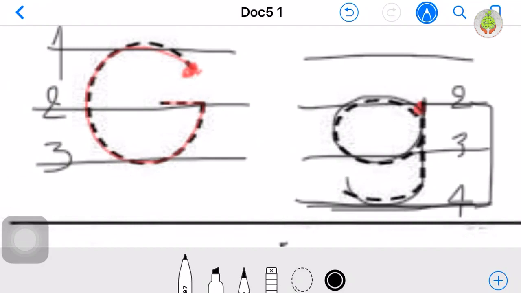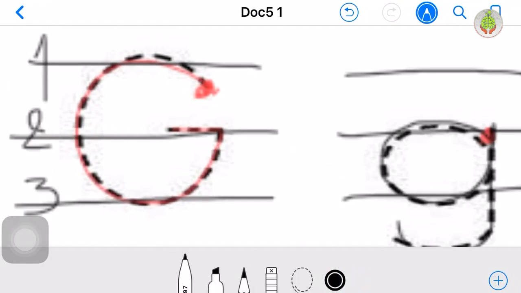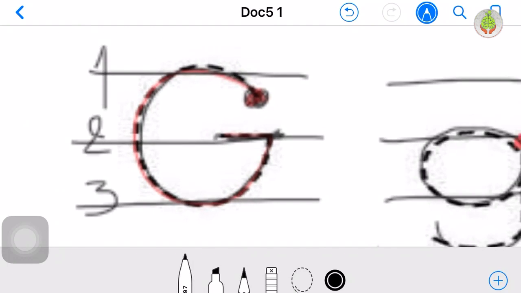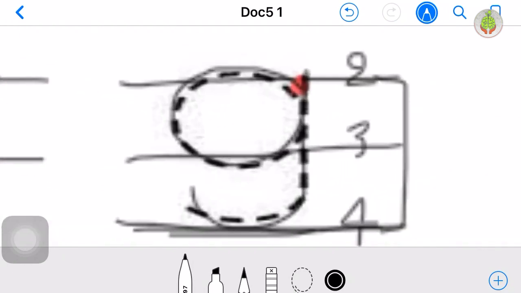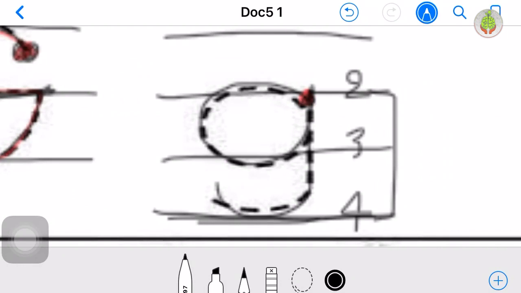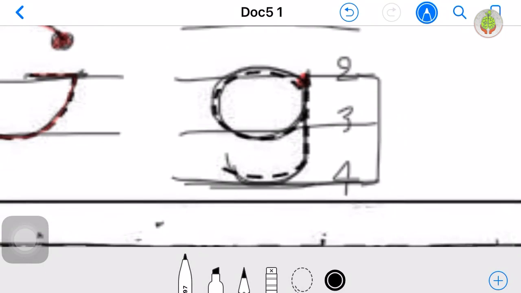Okay. Let's see how we write the capital G, uppercase. We will start from this dot, and then we try to draw a curved line. And then we draw this. This is the capital G. While the small G, as I said, we start writing it from the second line. We draw a dot, the high red dot, and then we draw kind of a circle. And then we go up and down to the fourth line.